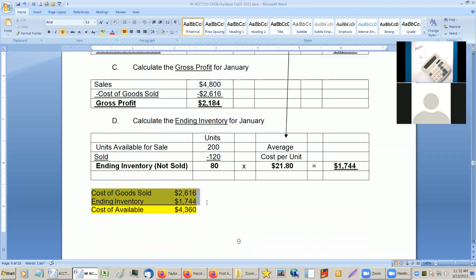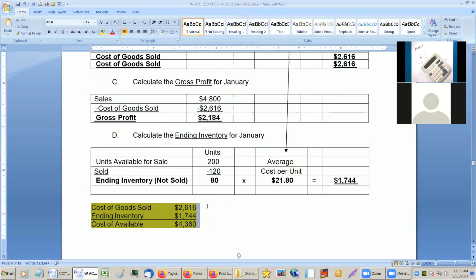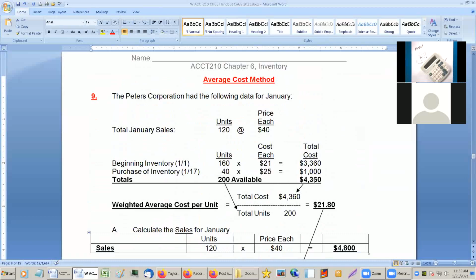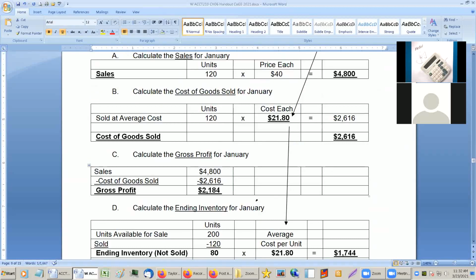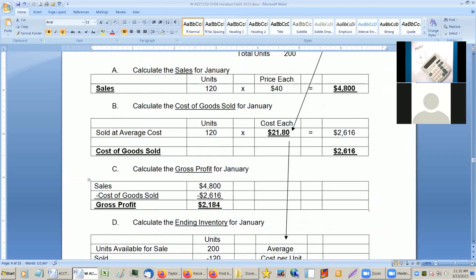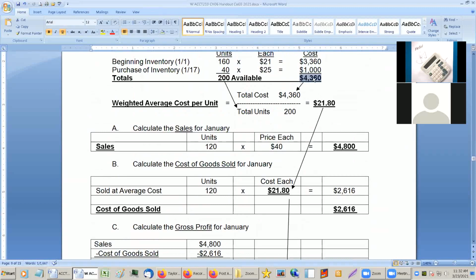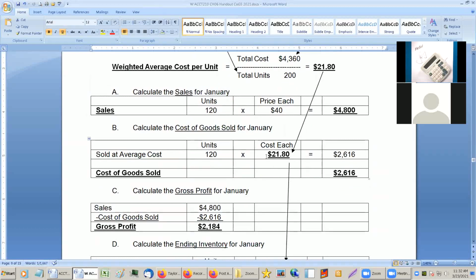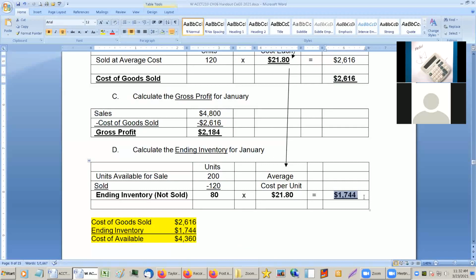So you'll know, I'm going to copy this up here. So you see this, the cost available is 4,360. And that inventory was either sold or not sold. So coming down here, and by the way, this is for every method. Every method you could do that with. Get a total cost, and some of it was sold. So here's the amount that was sold, and here's the amount that was not sold. And those two together will be the same as that cost available.